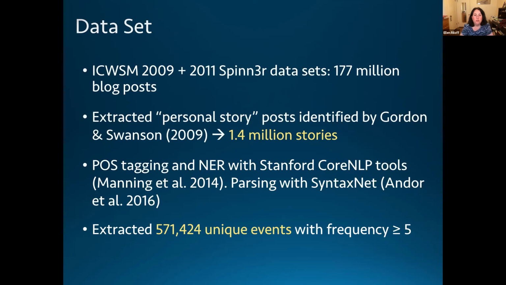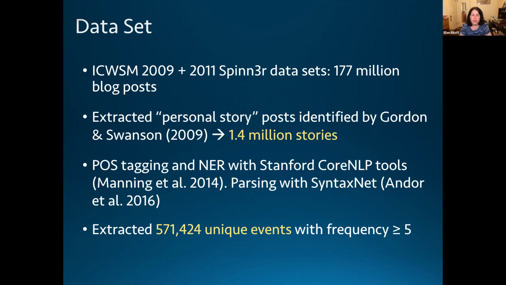So we used a personal story classifier that had been created by previous researchers, Andrew Gordon and Reid Swanson. They'd worked with the same corpus, and their classifier pulled out posts that looked like they were probably more personal stories by looking for things like personal pronouns and such. So we just used their classifier as a filter, and that left us with 1.4 million blog posts that mostly we think were personal stories.